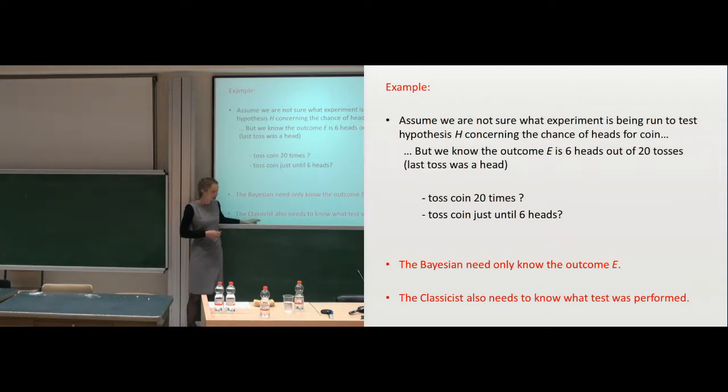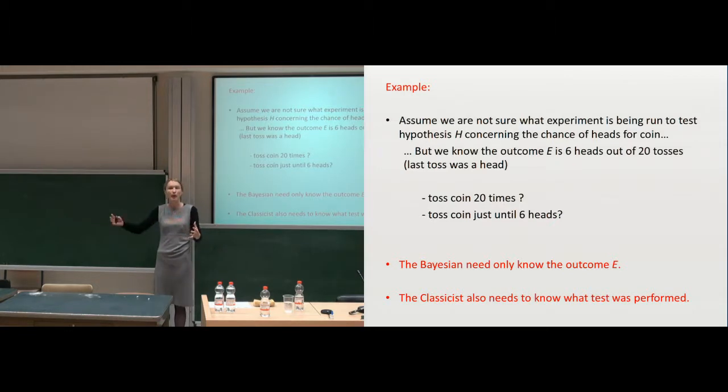For the classical statistician, it does matter which one of these was performed, because your inference about H based on E is mediated by the properties of the whole test. They have different outcome spaces. So the properties of this test, in terms of its long-run accuracy or average accuracy, or error probabilities, differ for different tests, and that's important.